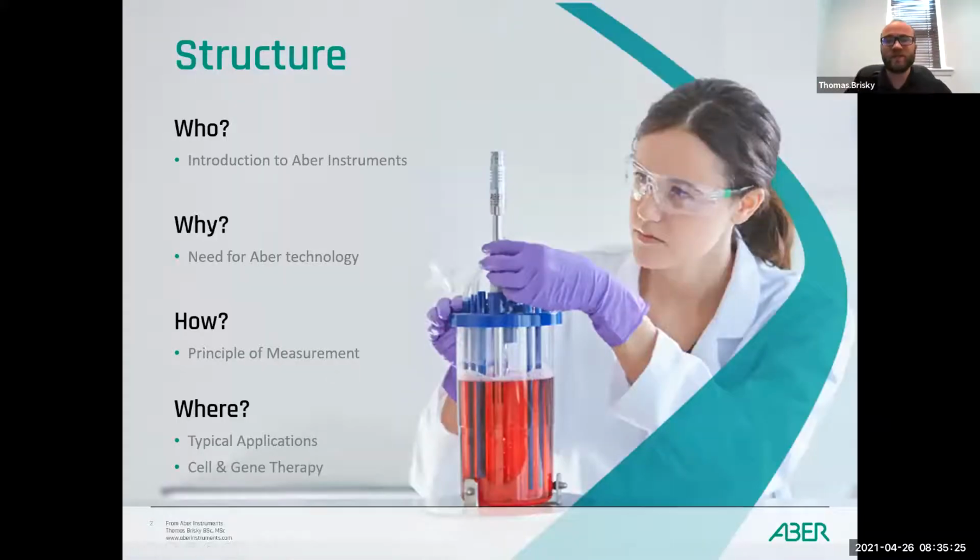So basically in this presentation, we will try to answer a few of the basic questions, such as who are we as a company, why there is a need for the technology like Aber to be present in industry, and as importantly, how does the technology work? In other words, what are the principles of the Aber measurement? And finally, of course, we'll go through the technology, where it can be used, and where it has been used successfully over the years.